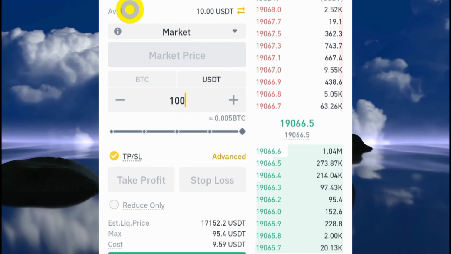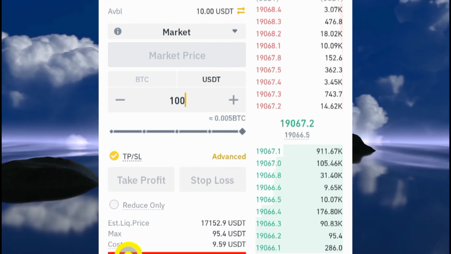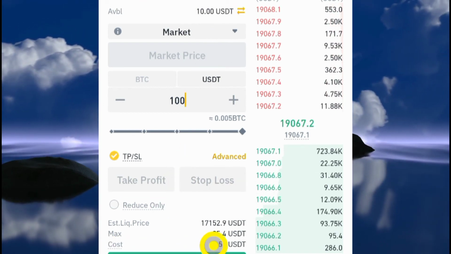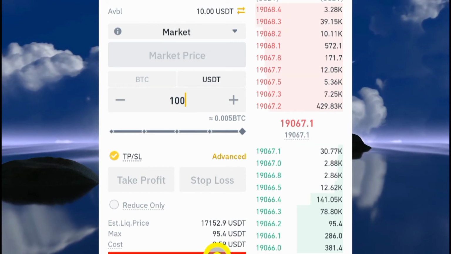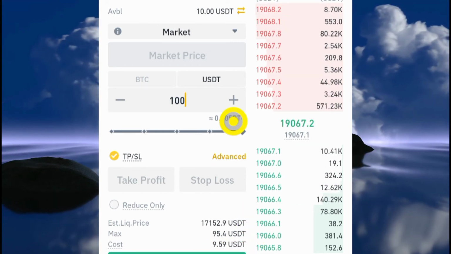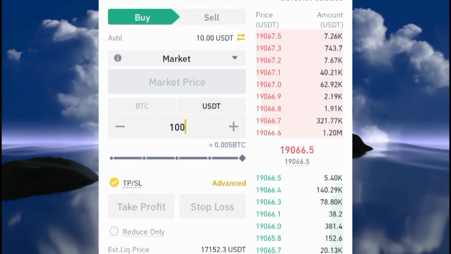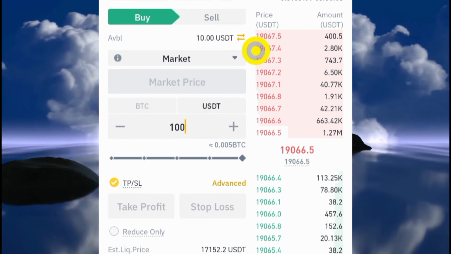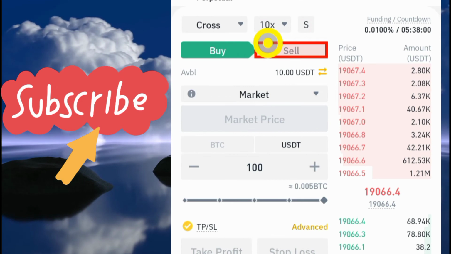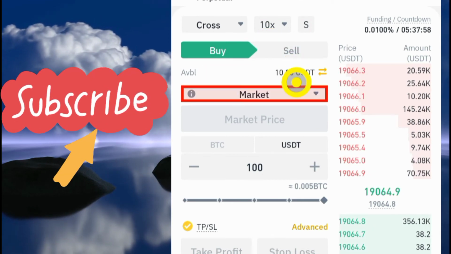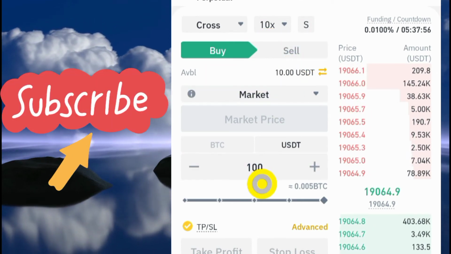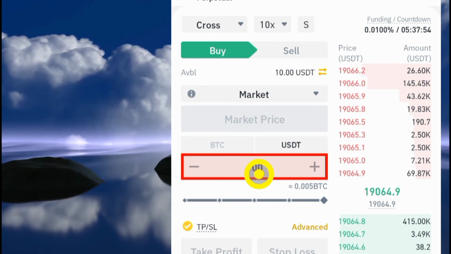My available balance is 10 USDT. My initial margin or cost would be around 9.59 USDT. So notice what leverage does. Leverage boosts your buying capacity. I have 10 USDT. A 10x leverage would turn this 10 USDT into $100, which means I can actually make a transaction of $100.